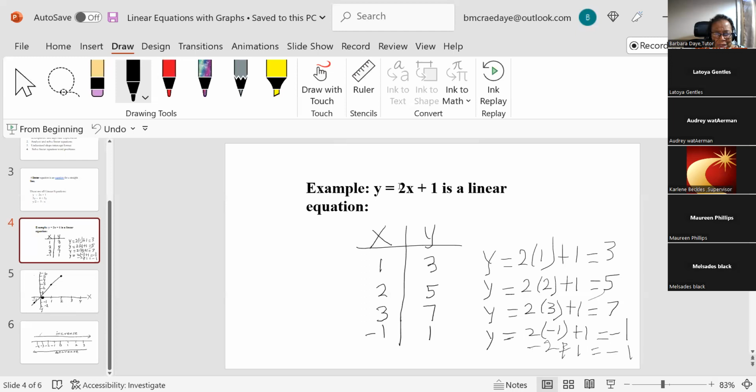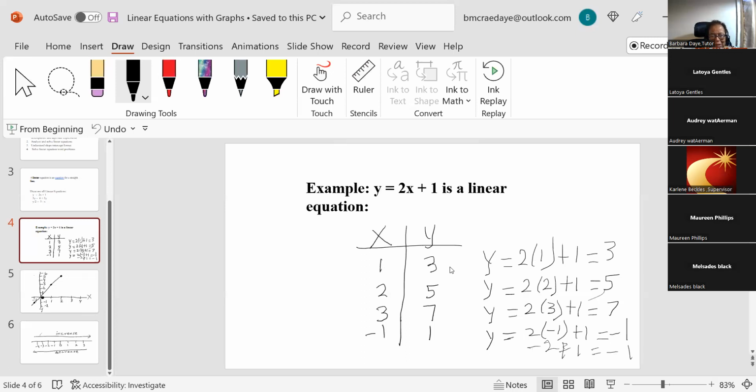Okay, that comes from this equation, Maureen. That comes from the equation Y equals 2X plus 1. I substituted for X, the 1. There it is. And the 1 right here is from the equation, plus 1. And multiply it out. 2 times 1 is 2. Plus 1 is 3. So when X is 1 for this equation, my Y value is 3. You got it?